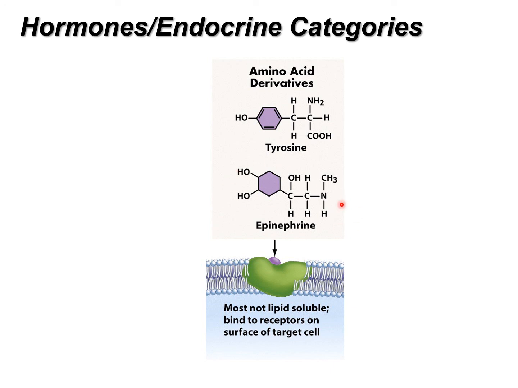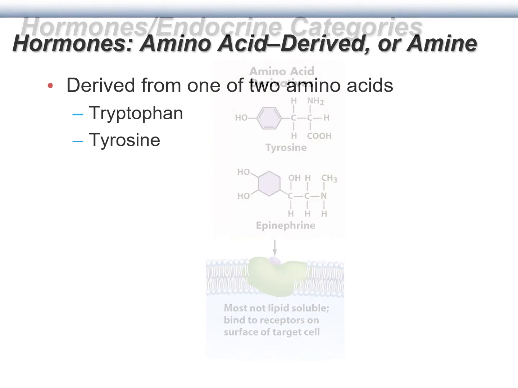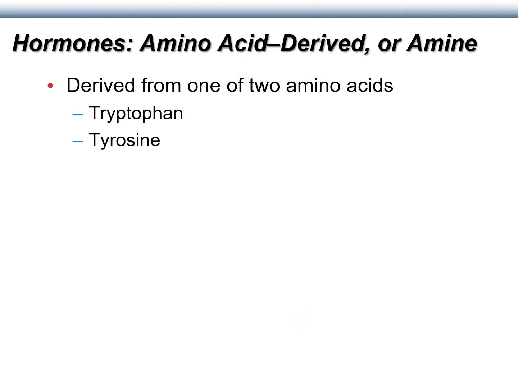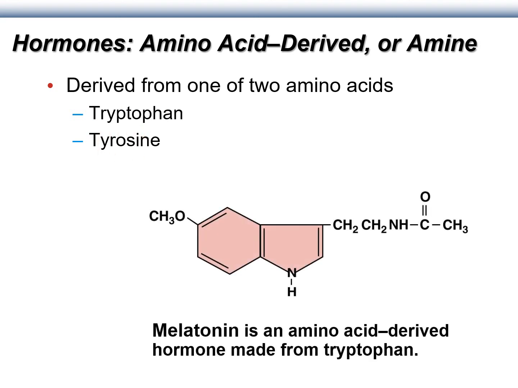Lots of small molecules that are hydrophilic, which means that most are not going to be able to get through the plasma membrane. So you can bet money that if it's an amino acid derived molecule, it's going to bind a cell surface receptor like the peptide hormones, but they're much smaller. The main families of amino acid derived hormones are from precursors tryptophan or tyrosine.